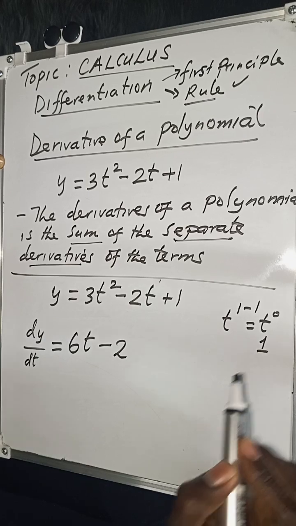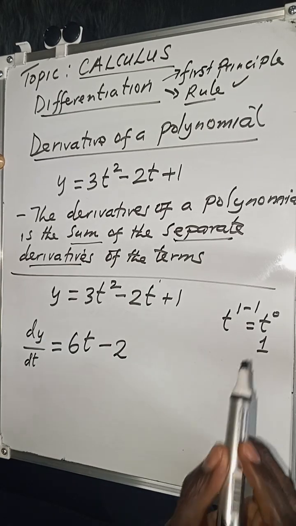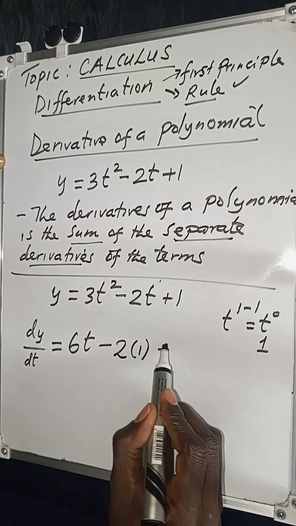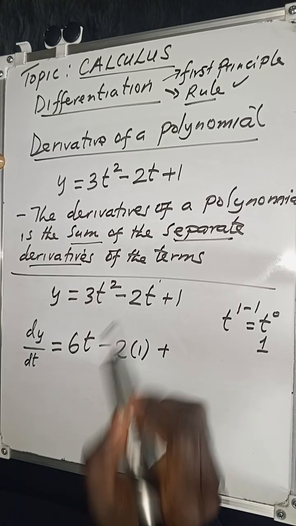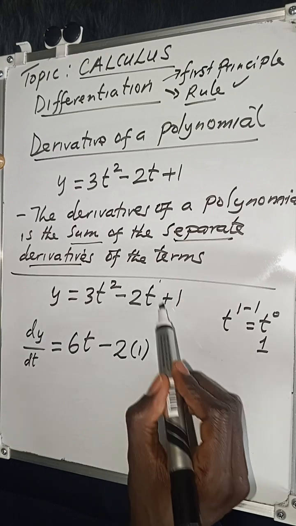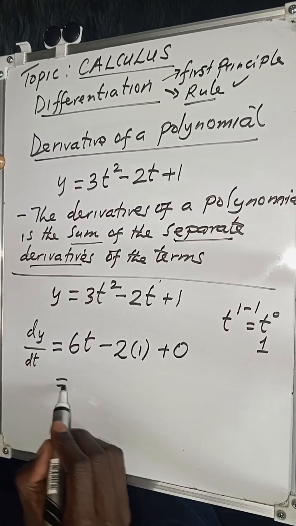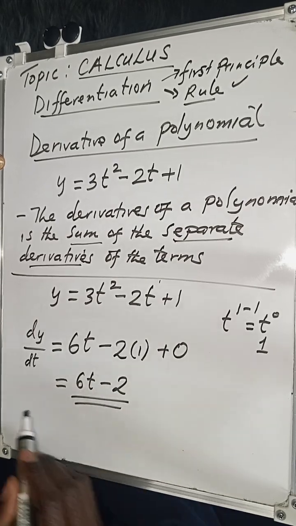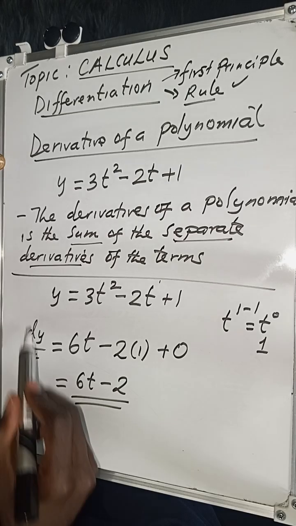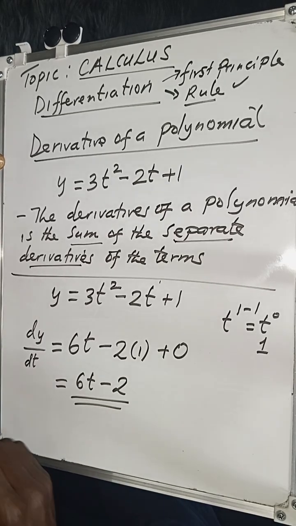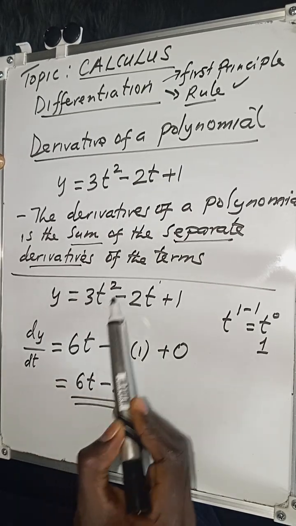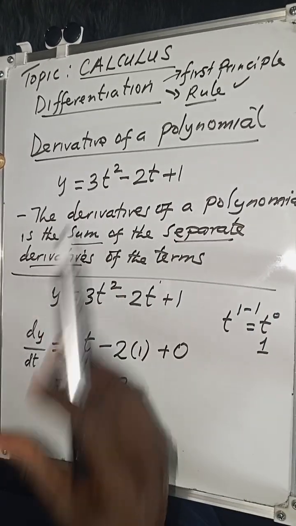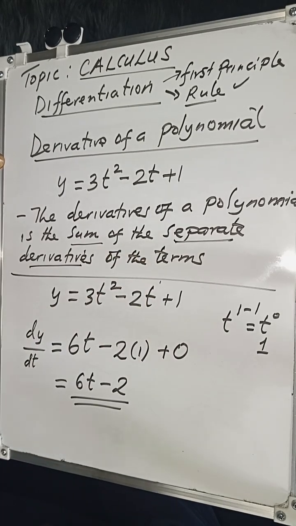Any number raised to the power 0 will give you a 1. So it simply means that this 2, you multiply by 1, plus, because this, when you differentiate, will just give you a 1. And for a constant, remember we said it is 0. Therefore, it will be 6t minus 2. You can ignore the 0. So that is dy over dt, or whatever variable that we had. You work out separately each individual term, you differentiate. Then the sum of that is simply the derivative of a polynomial.